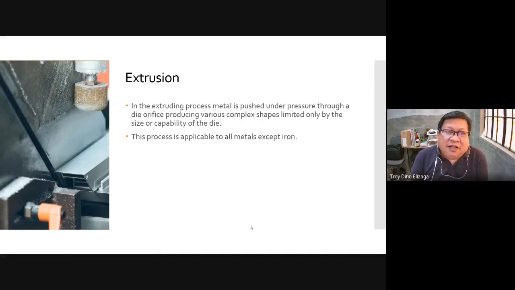Extrusion. In this process, the metal is pushed under pressure through a die orifice, producing various complex shapes limited only by the size or capacity of the die. Die, if you're not familiar with it, is like a mold. Okay, this process is applicable to all metals except iron, because once you extrude iron, it breaks. Okay, so iron is not very malleable.